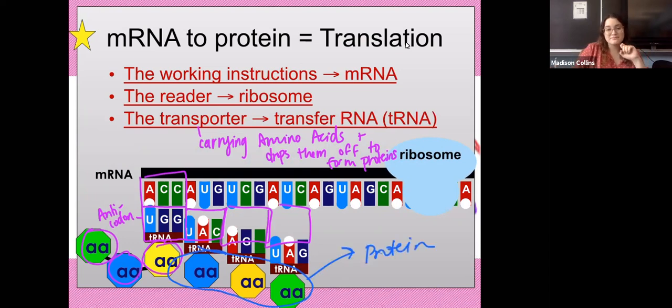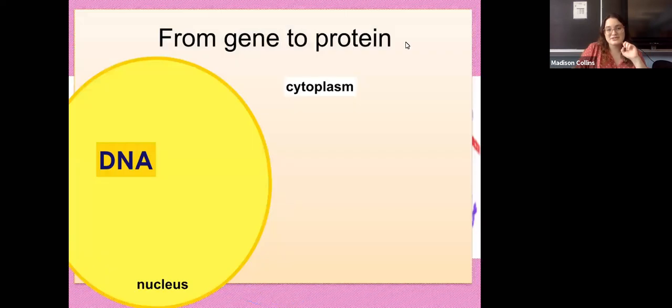And as these tRNAs drop off their amino acids, they're going to link together to form a protein. All right, so let's look at this from start to finish, from gene to protein. We know that DNA, as we found out yesterday, is contained within the nucleus.